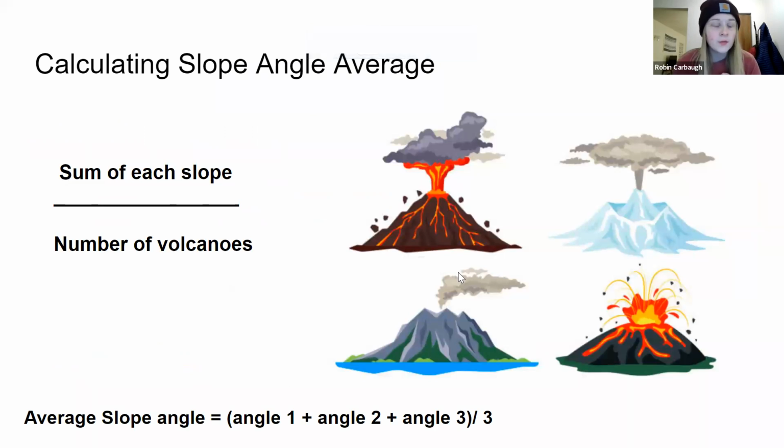And then after you do that, we're going to want the average slope angle between the 3 types of volcanoes, that shield volcano, that stratovolcano, and the cinder volcano. And we can just find the average by taking the sum of each slope and dividing out by the number of volcanoes. So I believe we have you do 3 volcanoes of each type. So it would be the 3 angles divided by 3. And then we can kind of compare from there, like which ones are the most gradual, which ones are the steepest. Not too bad, hopefully.